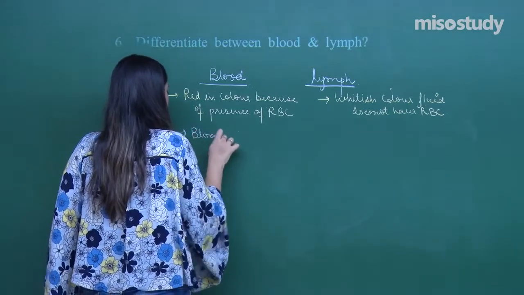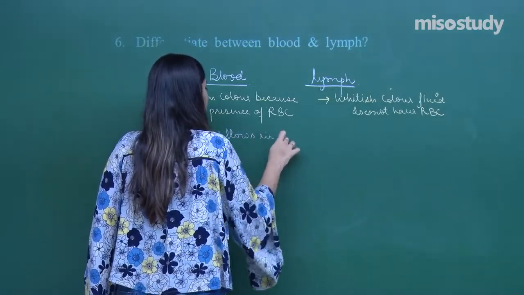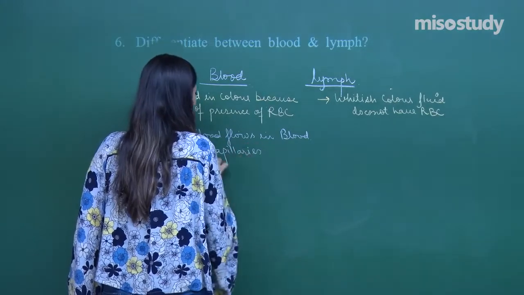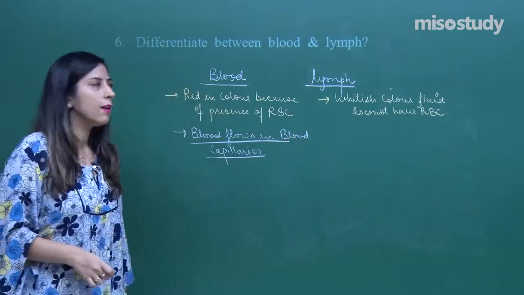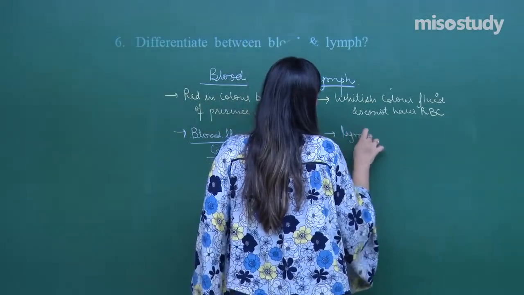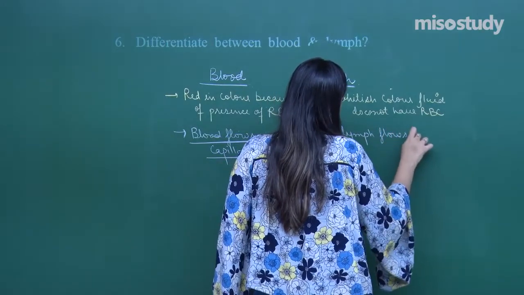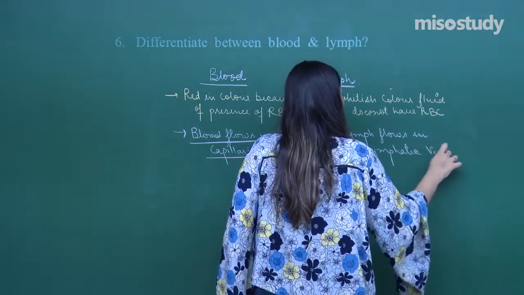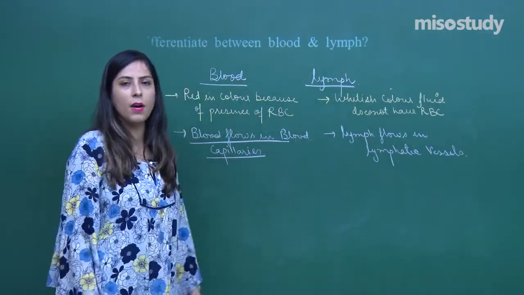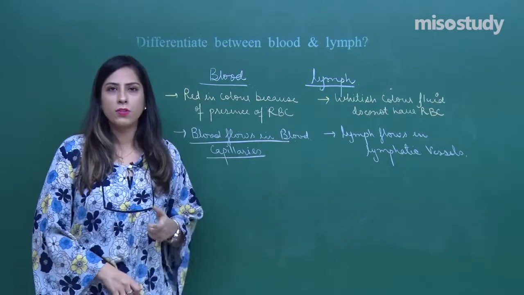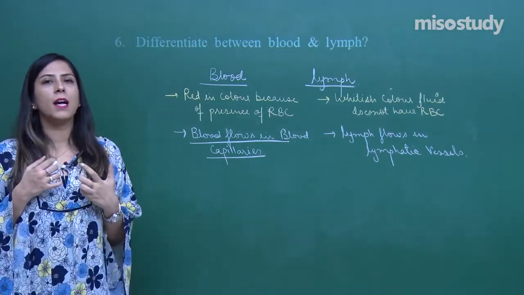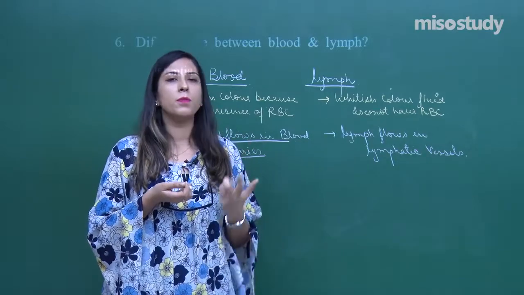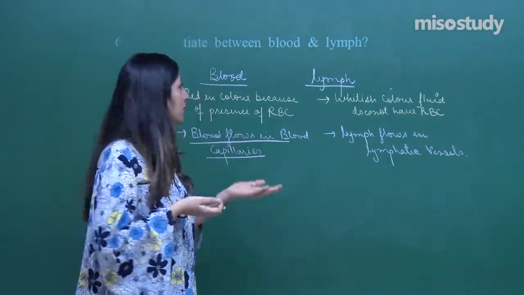Blood flows in blood capillaries, whereas the lymph flows in lymphatic vessels. These are the two differences. Let's talk about some more differences. When we talk about the function of blood, what is the function? The function is that it helps in transportation of oxygen, enzymes, hormones, and excretory products. This is the function of blood.